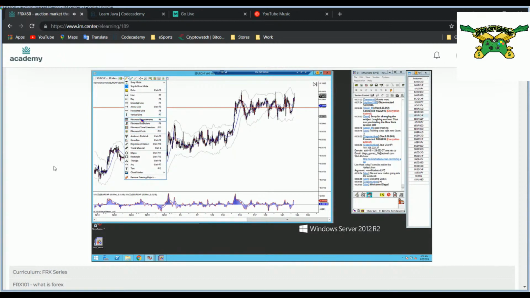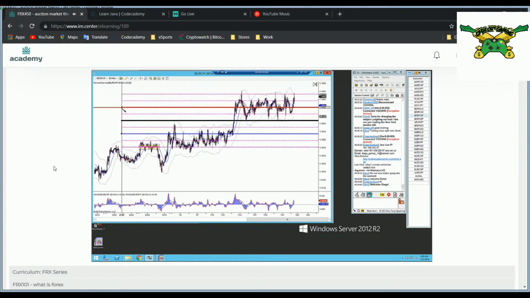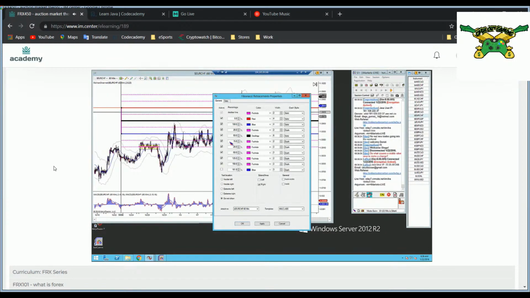So let me take some Fibonacci. Let's just have a little fun here. Let's say this is 30% and this is 70. That's 30. This is 70.